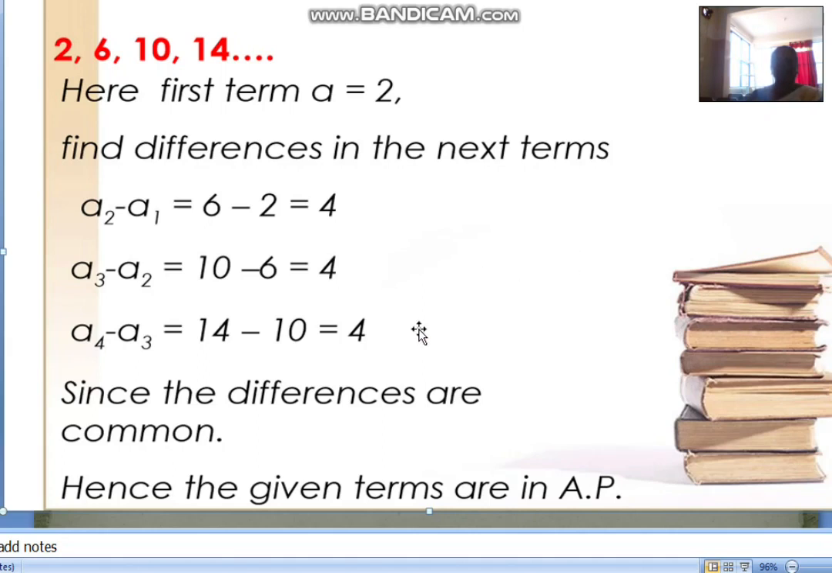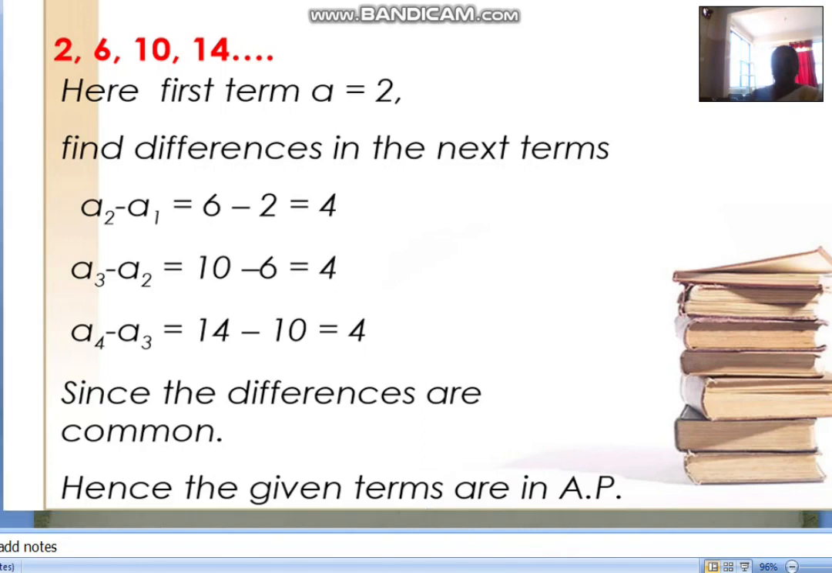And a3 minus a2, that is 10 minus 6, is equal to 4. a4 minus a3 is equal to 4, that is 14 minus 10 is equal to 4. Here 4, 4, 4. All are the same since the differences are common. Hence the given terms are in AP.